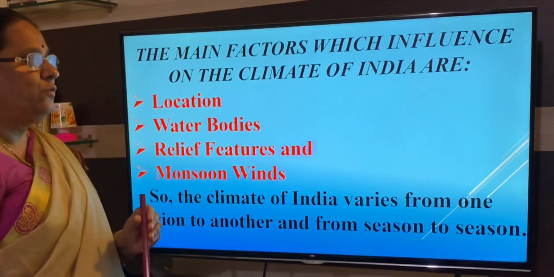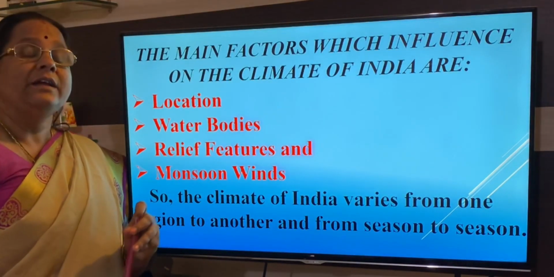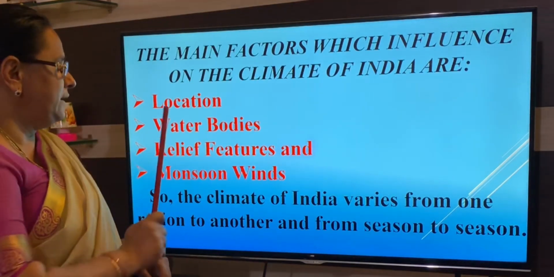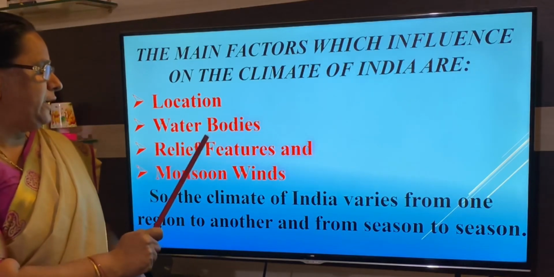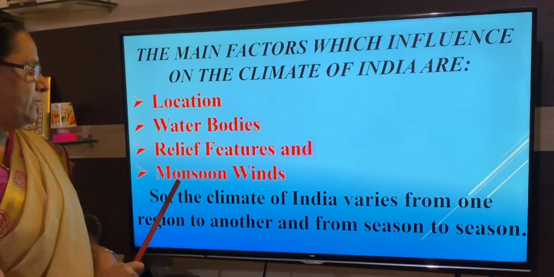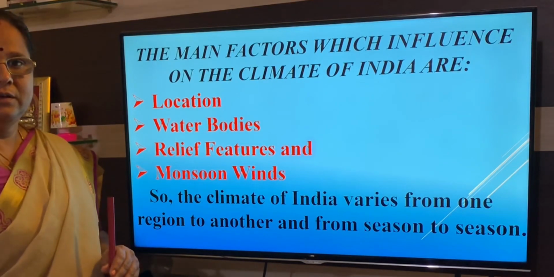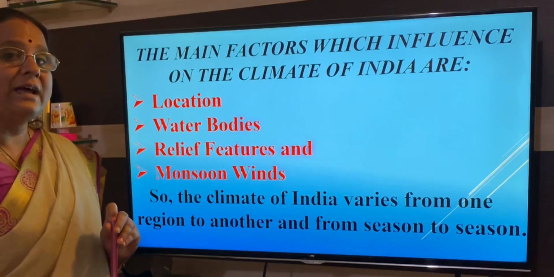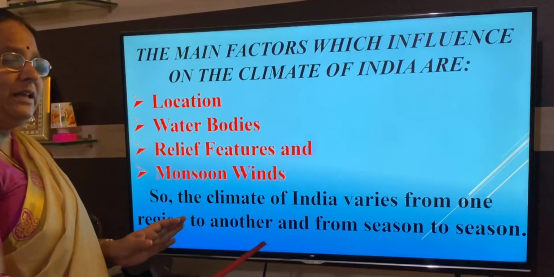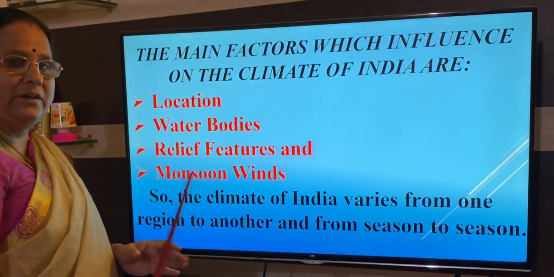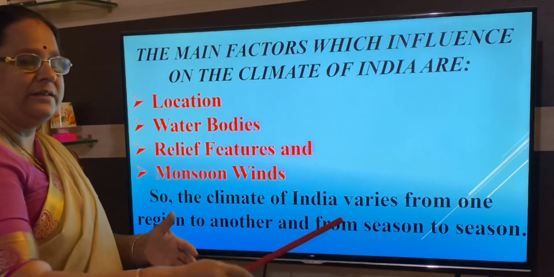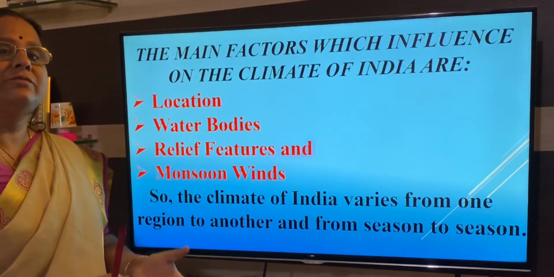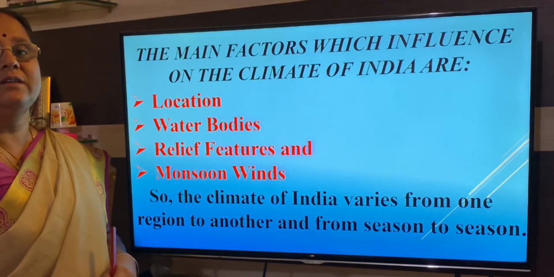Next we will learn which factors influence the climate of India. There are four factors. First one is location, then water bodies, relief feature, and the last one is monsoon wind. So these are the major factors which affect the climate of India, and that can vary from one region to another region, from season to season. These are the main factors which are responsible for different seasons in different regions.